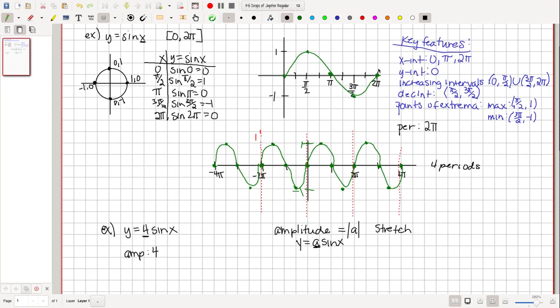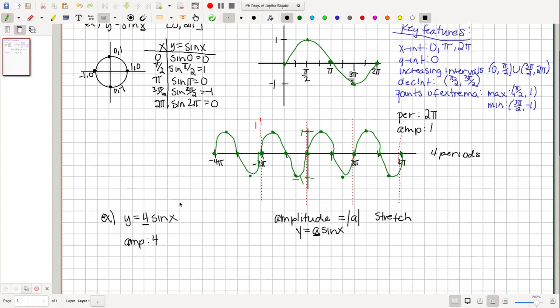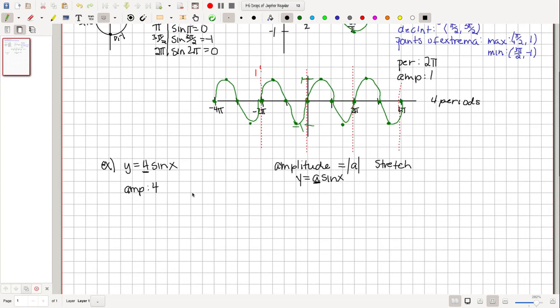If I go back to the original graph, there was no number in front of the sine, but there really is. Figure this out. My amplitude is 1. So we are going to graph y equals 4 sine of x, and we're going to graph this one from negative pi to 3 pi.